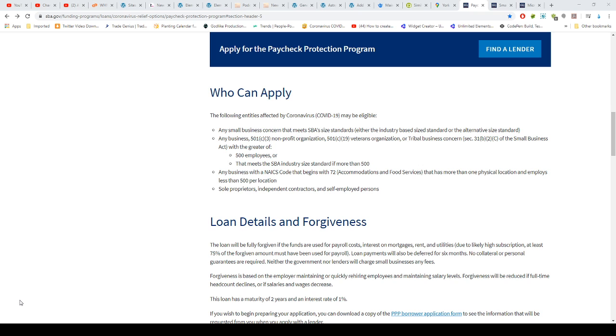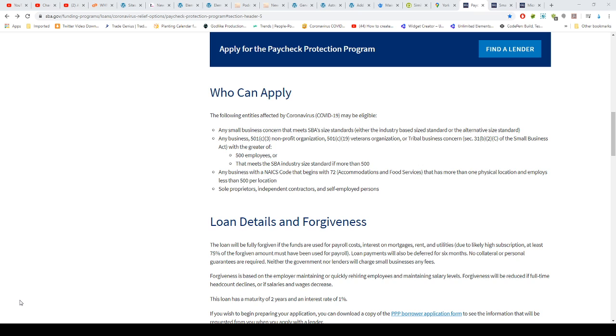Who can apply? The following entities affected by the coronavirus may be eligible. Any small business concern that meets SBA's size standard, either the industry-based standard or the alternative size standard. Any business, 501(c)(3) nonprofit organization, 501(c)(19) veterans organization, or tribal business concern, Section 31(b)(2)(C) of the Small Business Act, with the greater of 500 employees, or that meets the SBA industry size standard if more than 500.